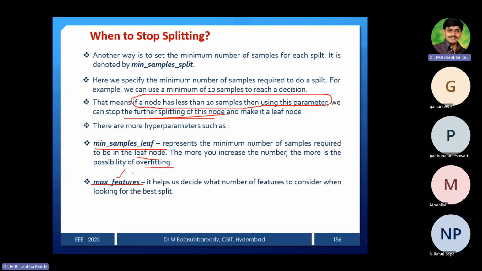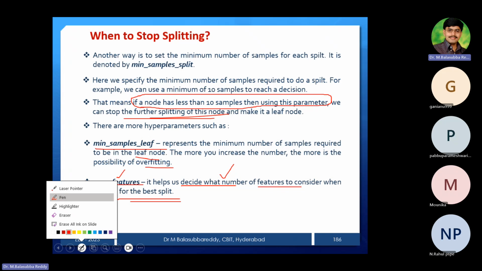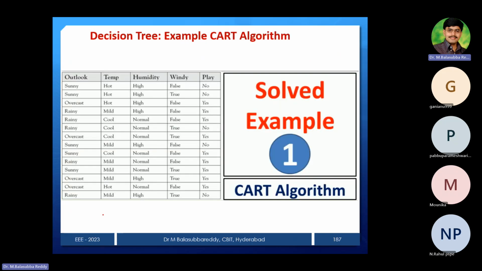Similarly, max_features helps us decide what number of features to consider when looking for the best split. So this is what max_features is. It helps us decide how many features you have to take for the best split. Now we'll see the example.